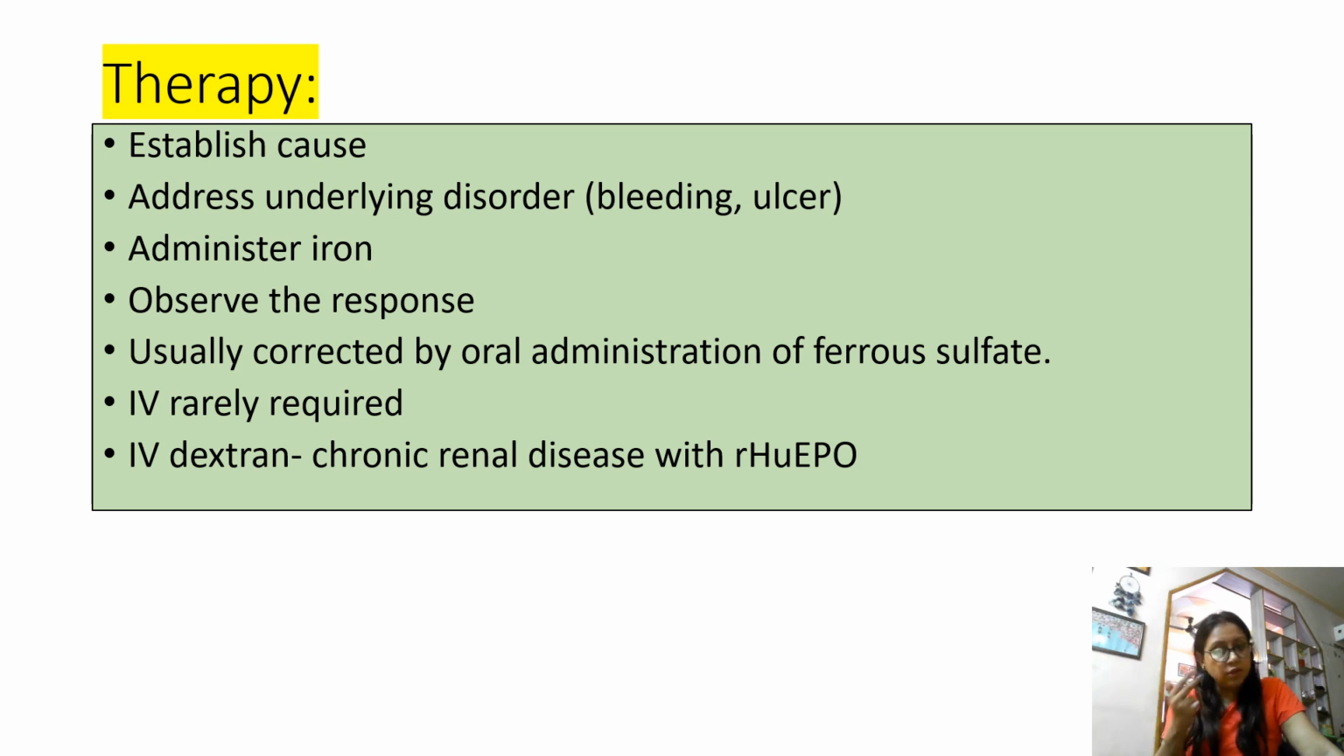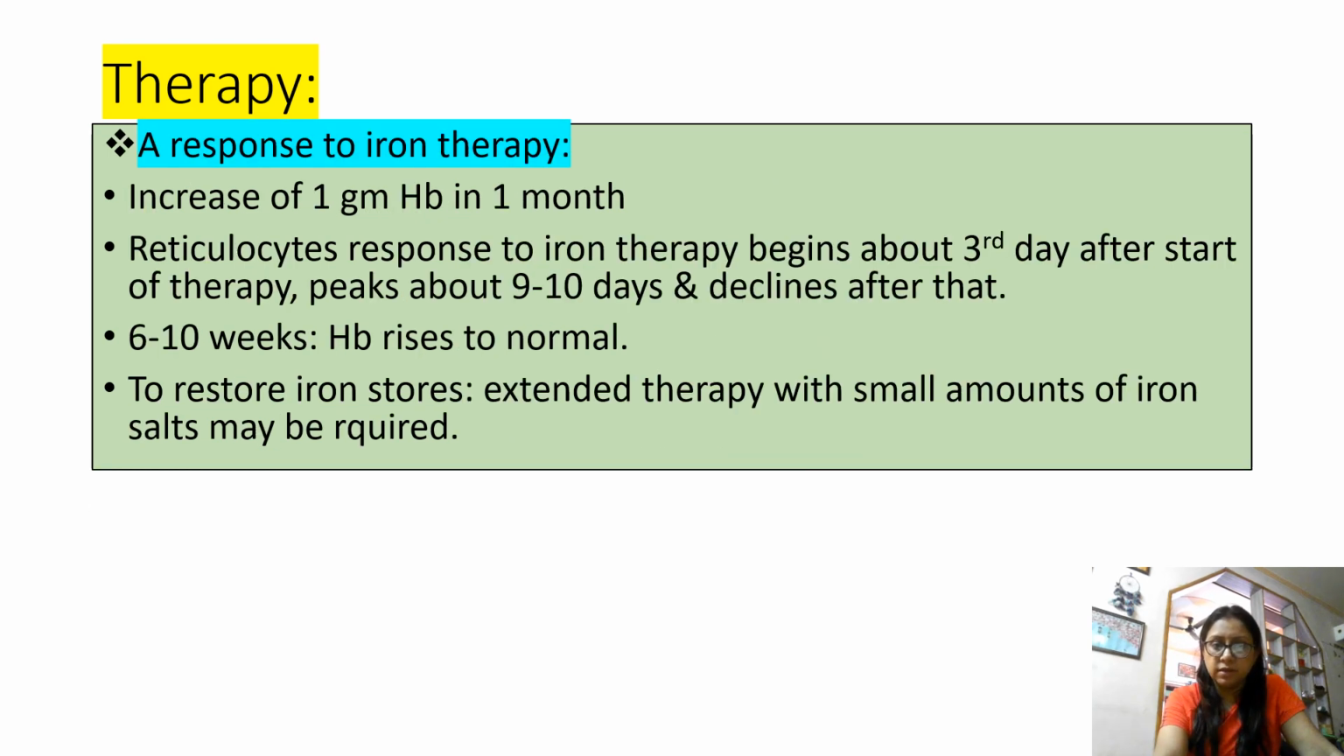You give iron and then you have to observe the patient for their response, whether their levels are being corrected or not after you administer iron. Usually what happens after we give oral administration of ferrous sulfate, so there are different salts of iron, it needs to be given in salt form. So IV is rarely required, but हमने पढ़ा था जो chronic renal disease वाले patients होते हैं जिसमें हम recombinant human erythropoietin देते हैं, उनमें IV dextran देना पड़ सकता है.